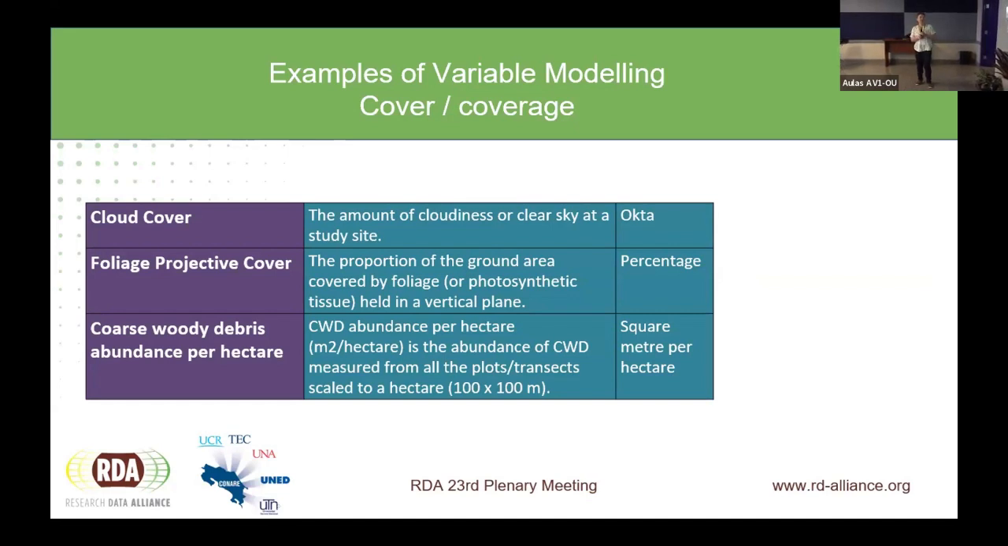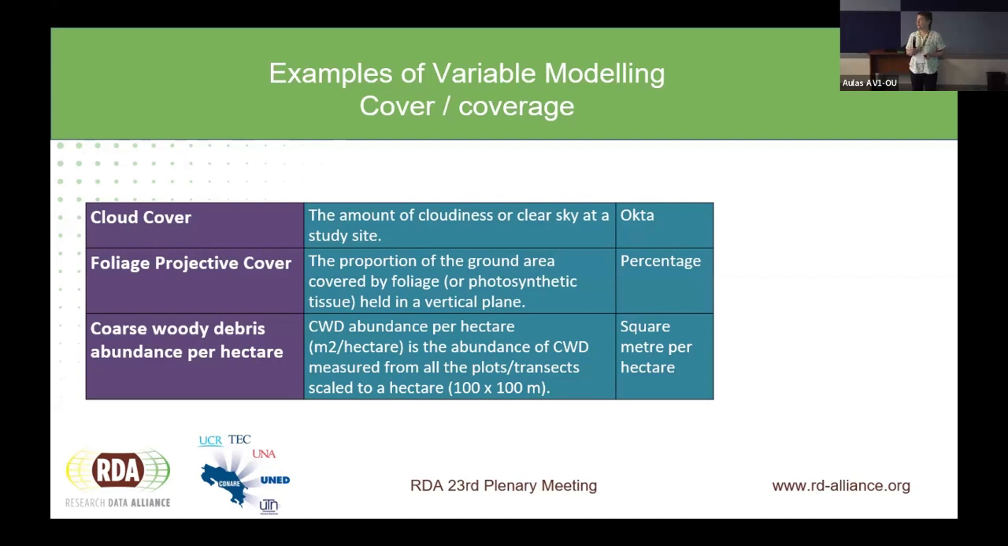So the first example is variables that relate to cover or coverage of something by something else. We had 3 of those variables, not intentionally. It just happened that 3 of those were fairly closely related, but for very different domains. We had the cloud cover, we had foliage projective cover, and we had coarse woody debris abundance per hectare. Initially they sound a bit different. They have different dimensions as well, or different ways of being expressed.